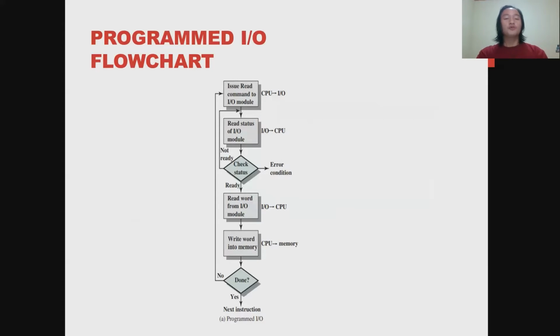The program input-output flowchart. First, we issue a read command to the input-output module. After issuing the read, we read the status of the input-output module, and then we check the status. If it's not ready, we go back to read the status again until it's ready, and if there is an error, we go to error conditions. If it's ready, we read the word from the input-output module and then write the word into the memory, and then we are done. And if there is something else we want to do, we go back to the first step and issue the read command again, and if we are done, we go to the next instruction.